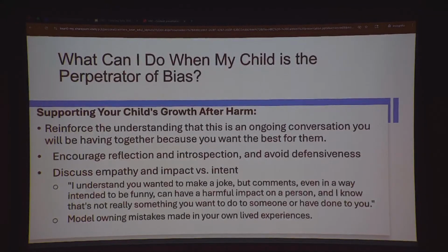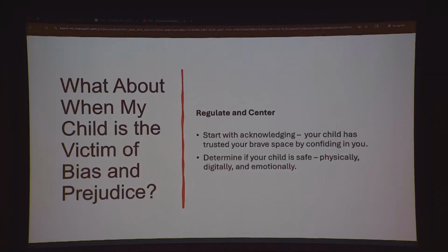The consequence is not the punishment, it's the retribution. And know that it's not really something that you would want to do or have done to you. Again, modeling, making sure that it matches the lived experiences, not only for those that have been harmed, but for them going forward. Okay, and what to do if your child has been the victim of bias or prejudice.